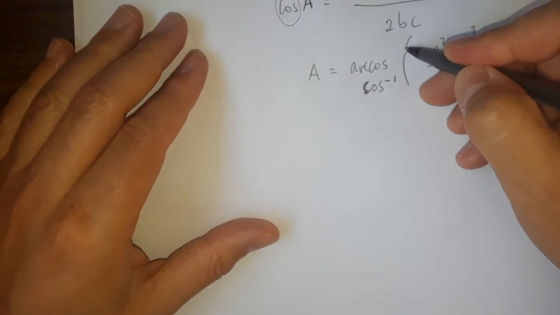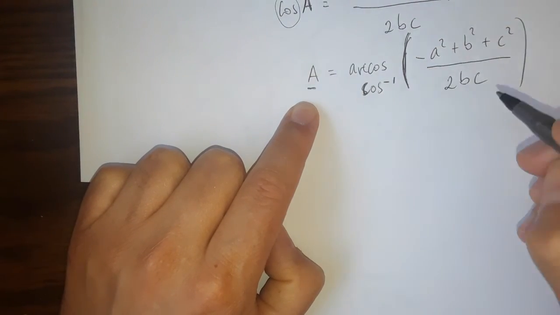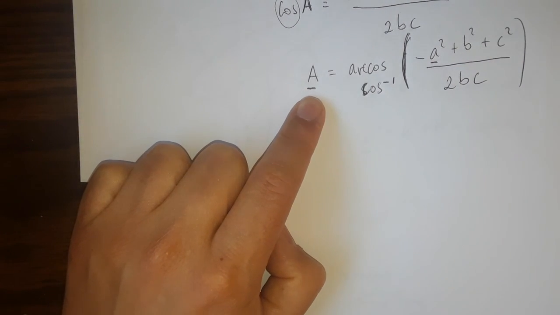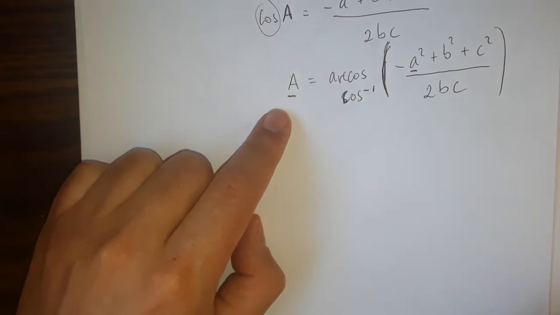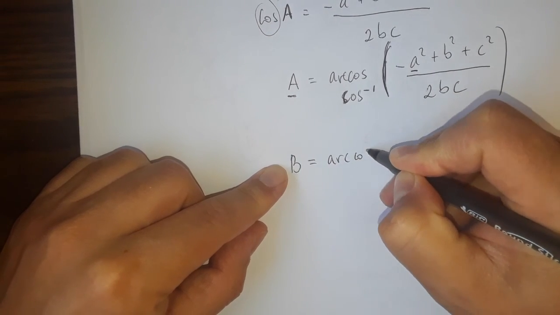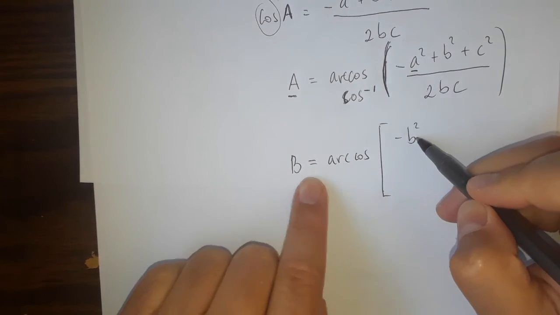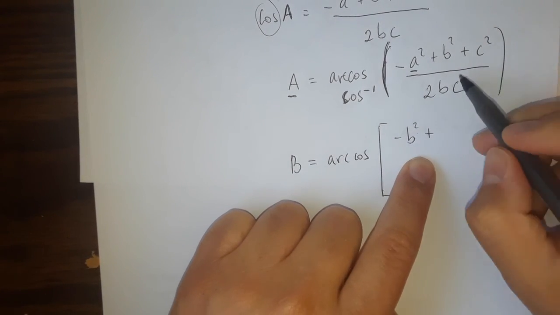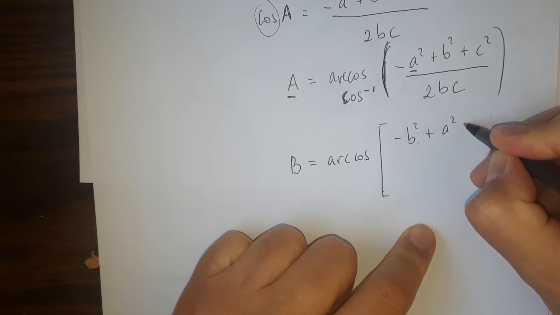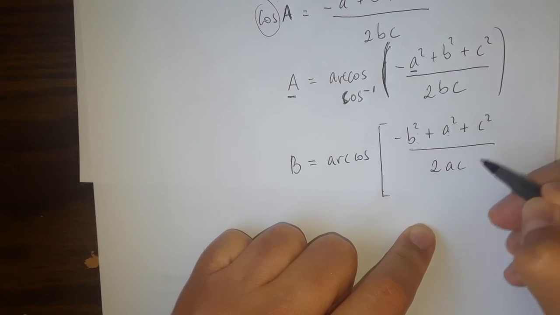Now, look here. Look what we have. You see this A? You see this A in here? So now we have the A's in here, and b, c, b, c. If you would like to write the other equations, it's also very easy. B is going to be arc cosine of minus b squared, then plus the other ones that we have not used. As we're using b, what is missing is a and c, so a squared plus c squared over 2 times ac. Bada boom.